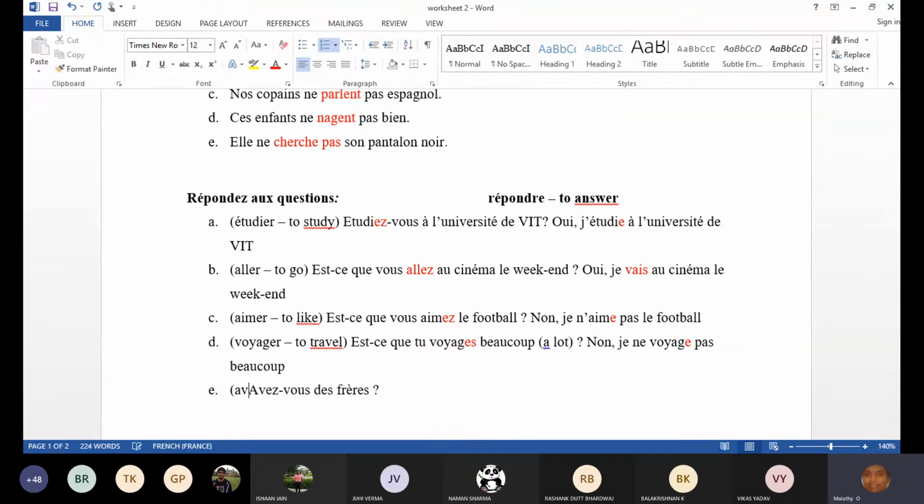And the last one, the word used is avoir, which means to have. So, do you have brothers? Do you have some brothers? J'ai. So the verb is avoir. Here it changes to ai. Is any clarification needed in any of the sentences? Please ask. What's the translation of the last sentence? Do you have brothers? Yes, I have some brothers.